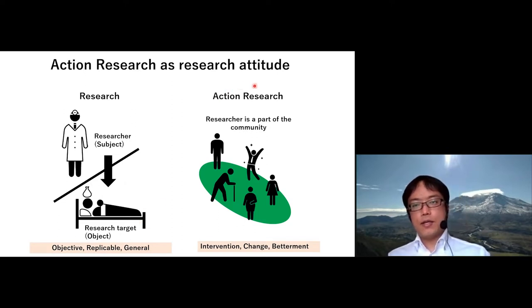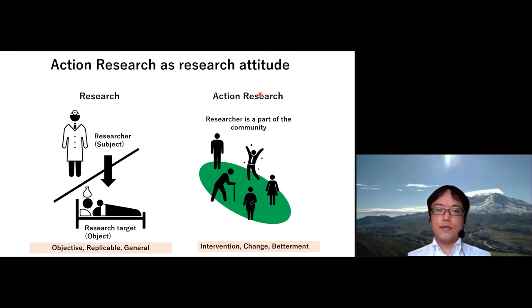But on the other hand, the framework of action research is totally different. First of all, researchers and research targets are not segregated from each other, because the researcher is part of the community. In action research, the researcher goes to the field, identifies the local issues together with the local people, and works together with them in order to bring betterment to the local communities. So the researcher becomes part of the community, and the research target becomes a collaborator in this action research. Unlike basic research, there is no segregation between the researchers and the research target.